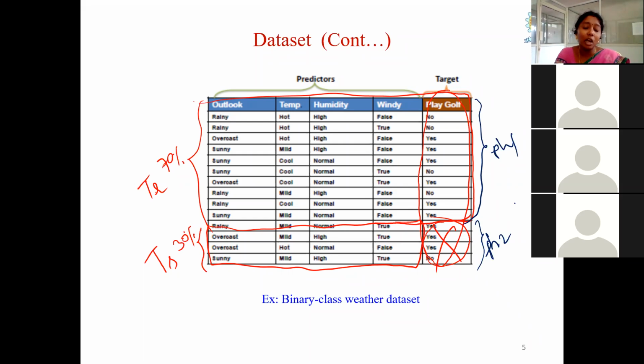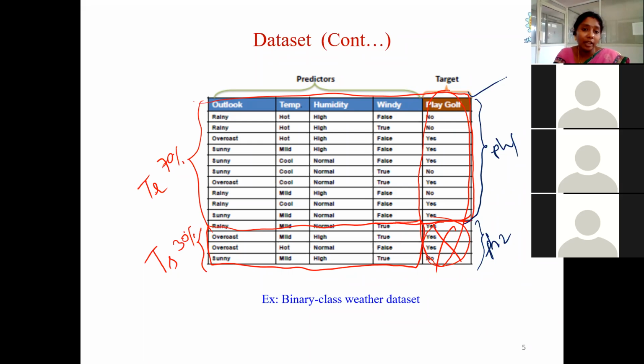What is the process of learning? How is the classifier going to learn? It learns like this. If the outlook is sunny, if temperature is hot, if humidity is high, if windy is false, then the label is no. Again, it goes for the second observation. If outlook is rainy, if temperature is hot, if humidity is high, if windy is true, then the label is no. Like that, the classifier goes for each and every observation.